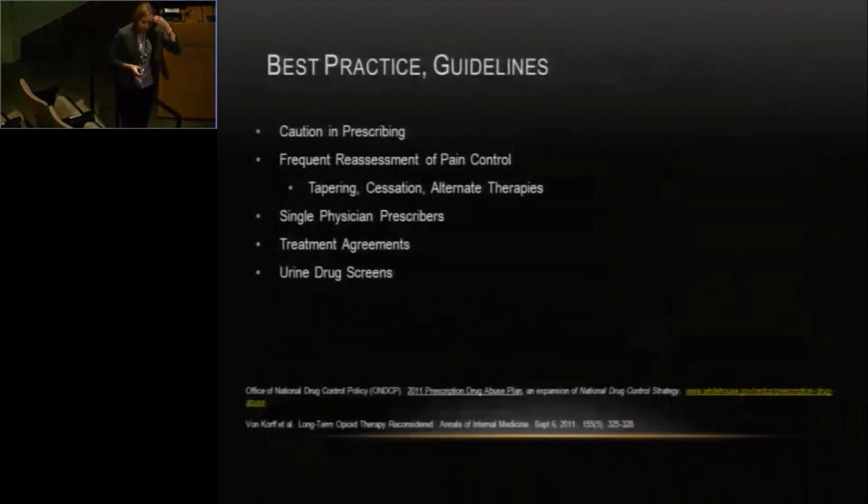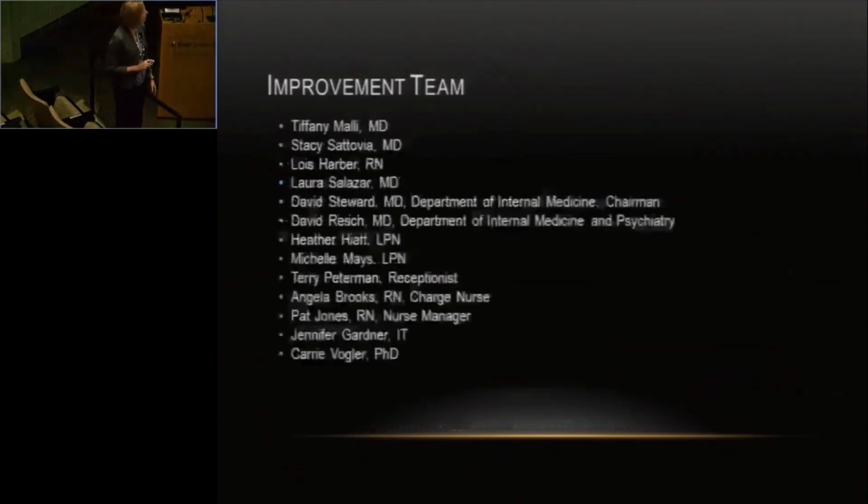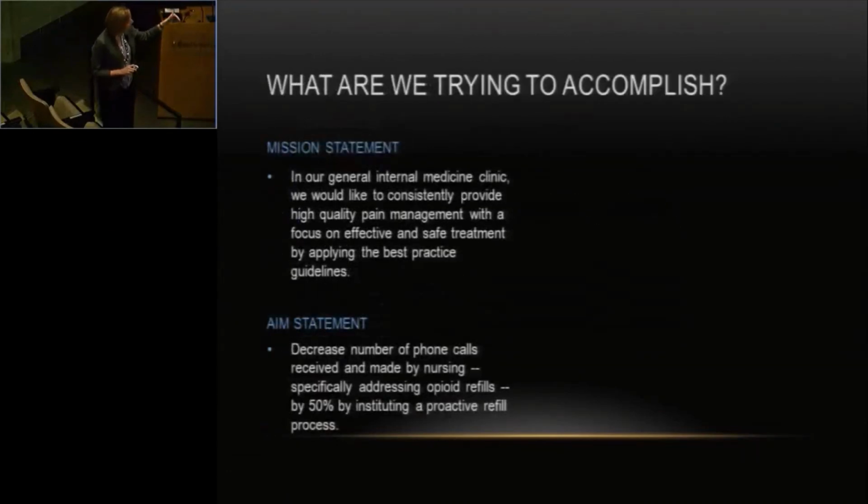We reviewed best practices and current guidelines to see what we needed to be doing in terms of prescribing and managing chronic opioids. We created a very multidisciplinary team: nursing, pharmacy, IT. We had a really great group of people. And this was our mission statement and our aim statement. Our ultimate goal was to decrease the number of phone calls received and made by nursing, specifically addressing opioids, by 50%. And we were going to institute a proactive refill process.